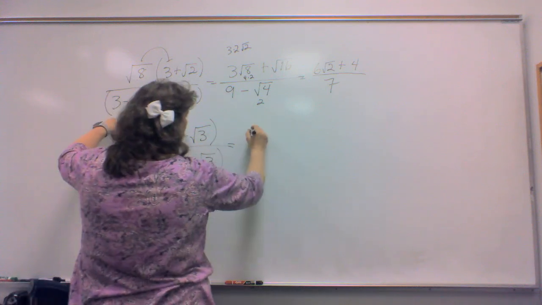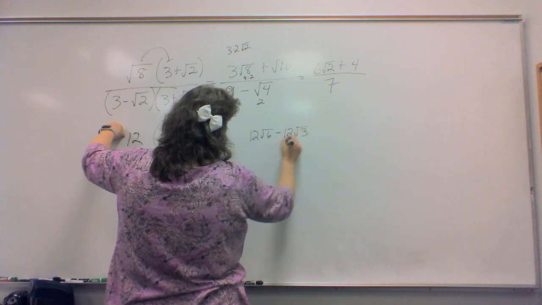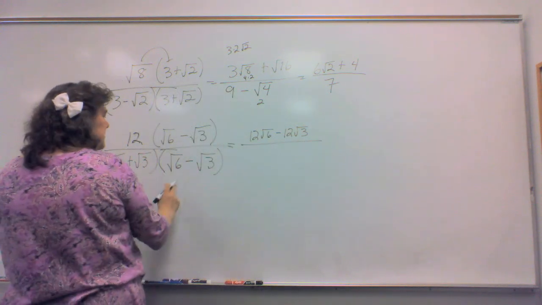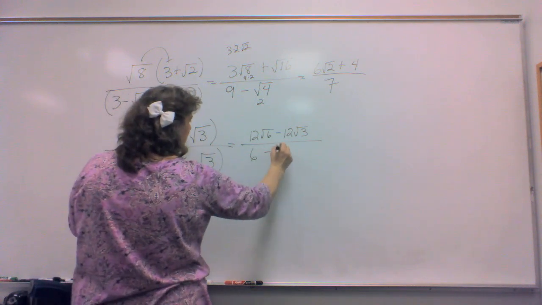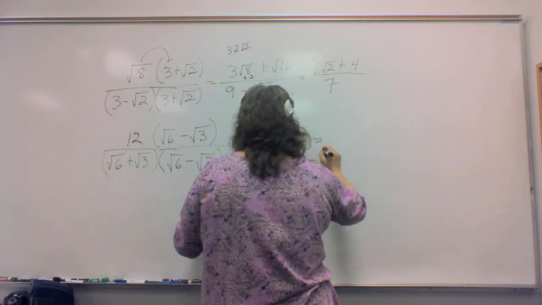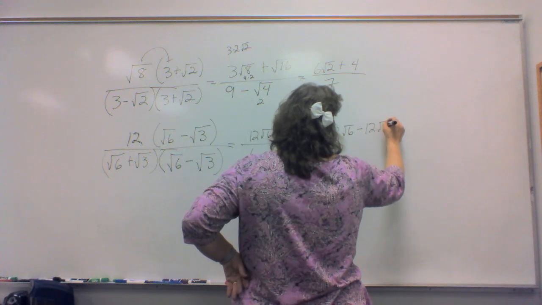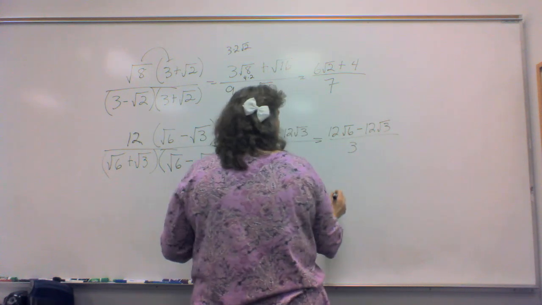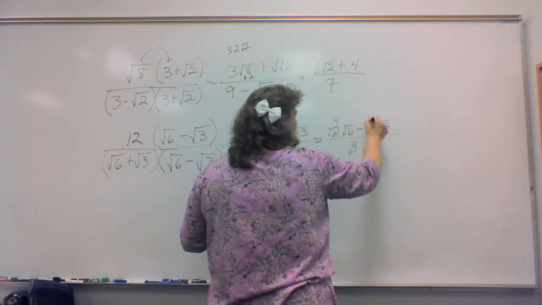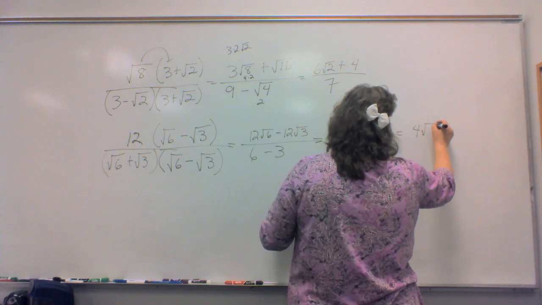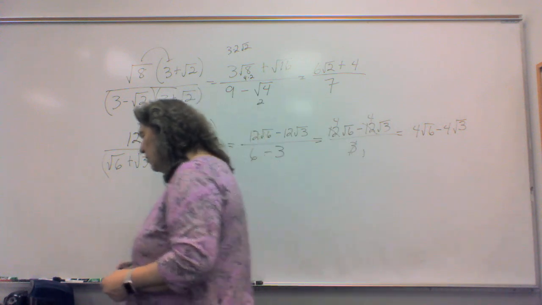Okay, 12 times square root of 6 minus 12 times square root of 3 over. Square root of 6 times square root of 6 is 6. Minus square root of 3 times square root of 3 is 3. So this gives me 3, 12 square root of 6 minus 12 square root of 3 over 3. Notice 3 goes into 12 and 3 goes into 12. 1, 4, 4. So this equals 4 square root of 6 minus 4 square root of 3 over 1, which we don't need to write.